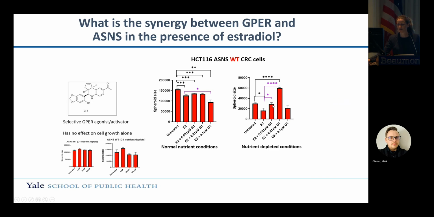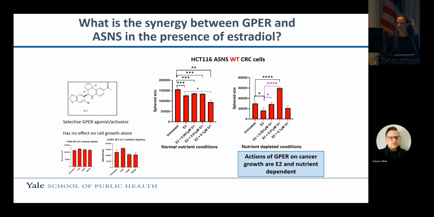So it seems that GPA can actually work with ASNS and estradiol to increase cell growth in a later stage tumor. And if you see here, these are the same cells, normal nutrient conditions, growing with G1, and at very high G1 concentrations, you actually get less cell growth, which kind of correlates with the TCGA findings, that this could actually be protective in early stage tumors.